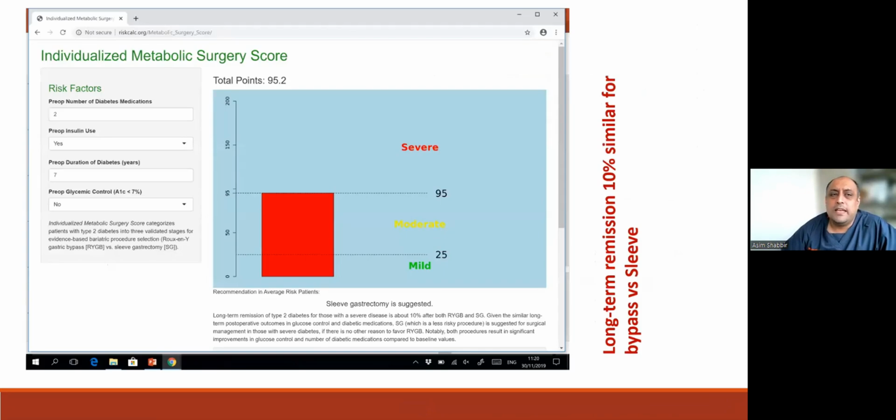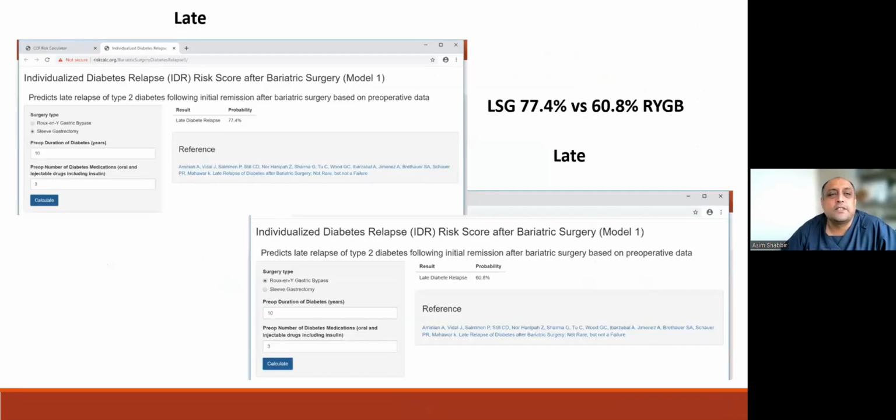When we talk about late onset diabetes, whether you do a sleeve or a bypass, the outcomes are similar. There is no difference. So if the patient wants, you can tell the patient to do a sleeve. Chances of relapse differ by about 15 to 17%. So sleeve will relapse more frequently as compared to the RYGB patients, even in patients with duration of diabetes as far as 10 years.